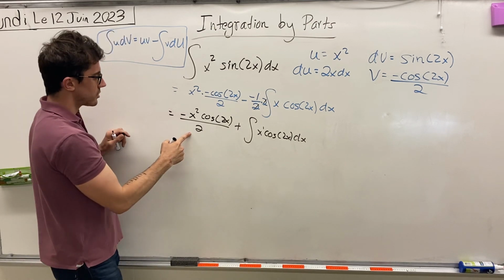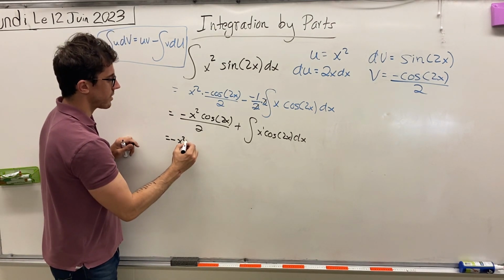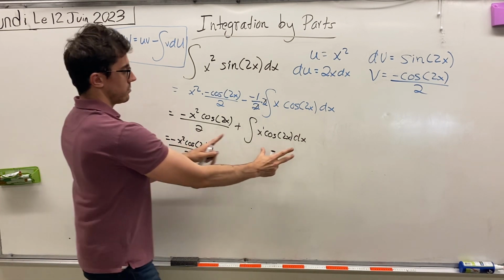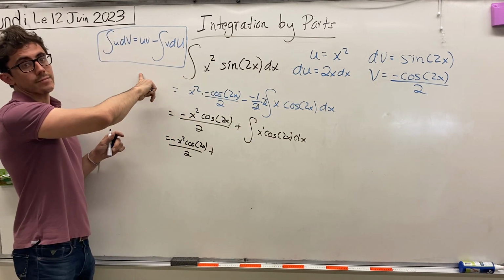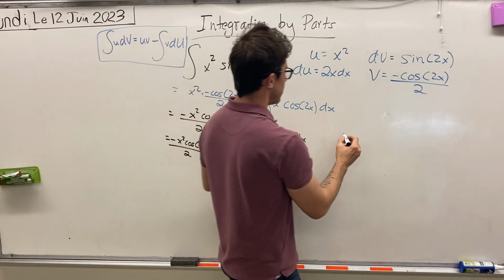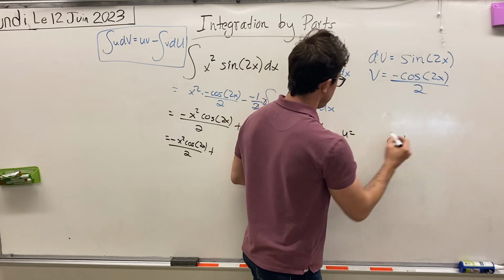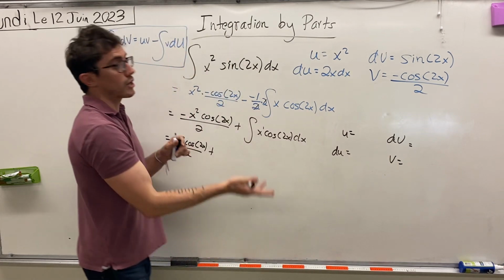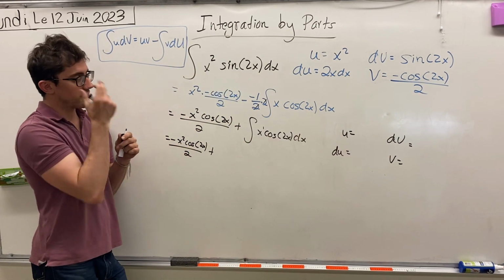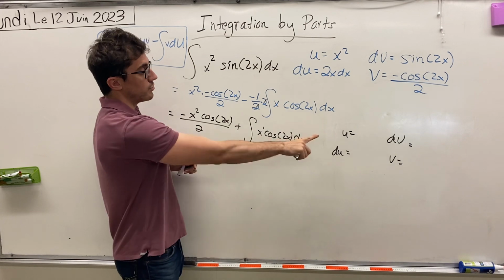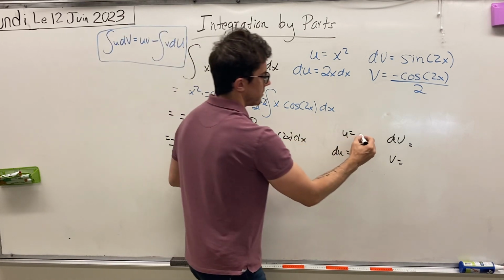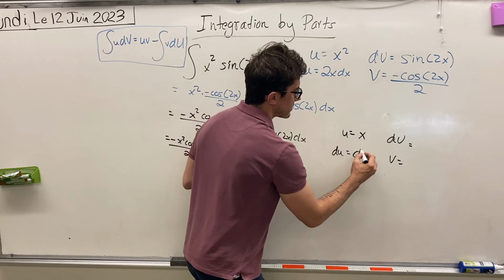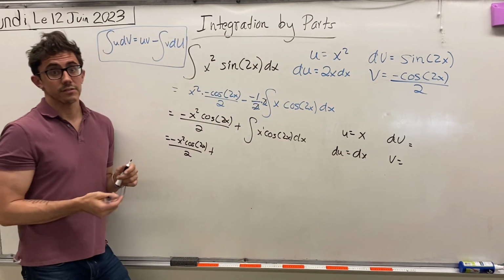Okay, so this term we can't forget about, so we'll have negative x squared cos of 2x all over 2 plus, and now this new integral, we're going to apply the same technique. So let's pick a new u and a new dv, like so. I'm going to opt for a similar idea as at the start. So I'm going to pick x to be my u, because knowing that when we differentiate x, the derivative of x is just 1, and so all we're going to get is 1 dx, or if you'd rather, just dx.